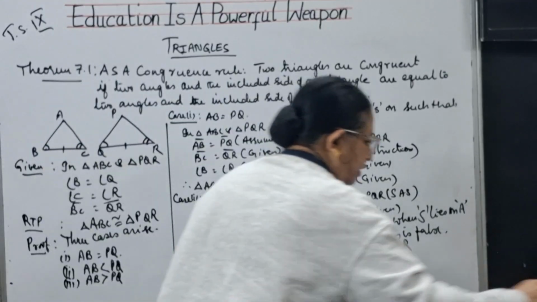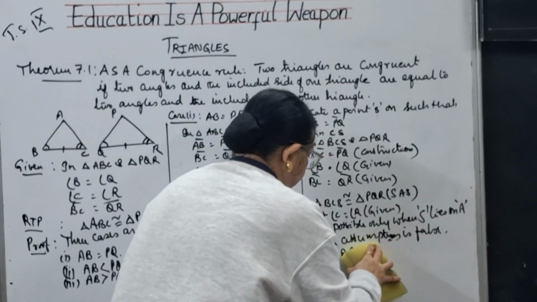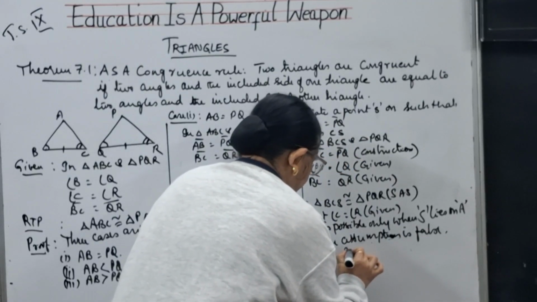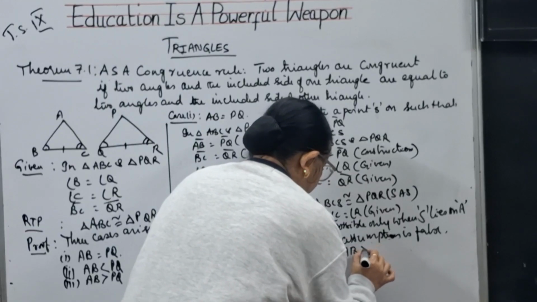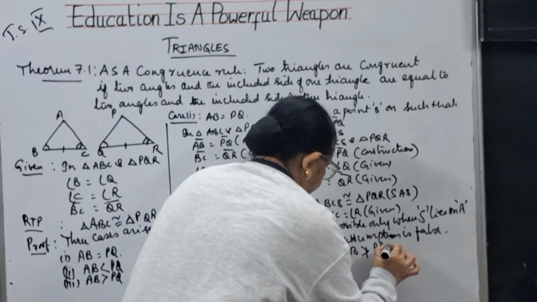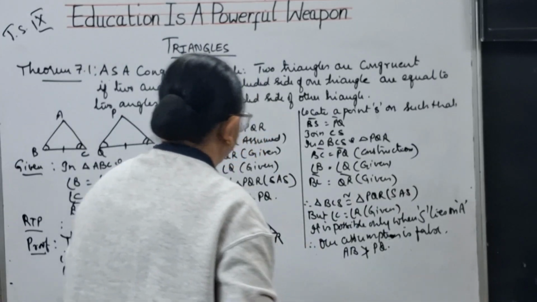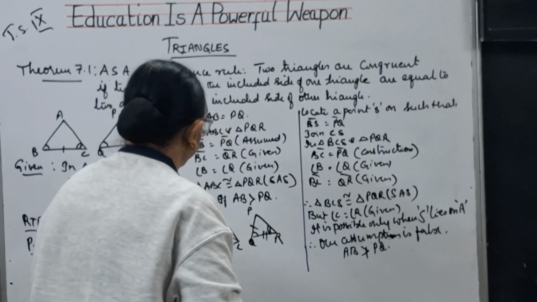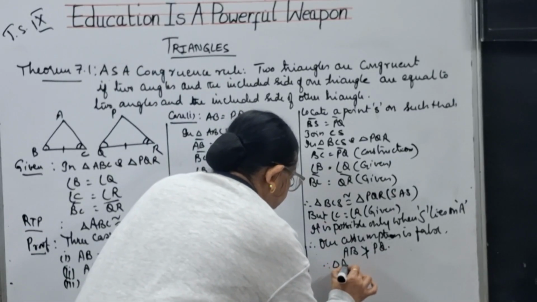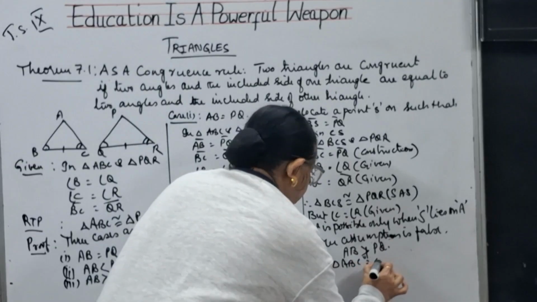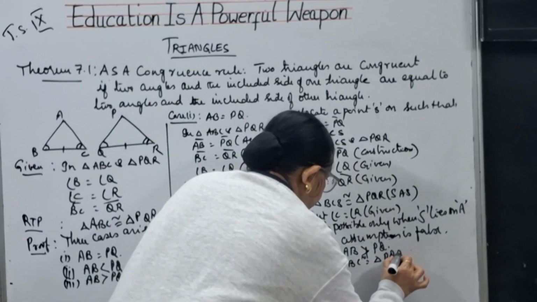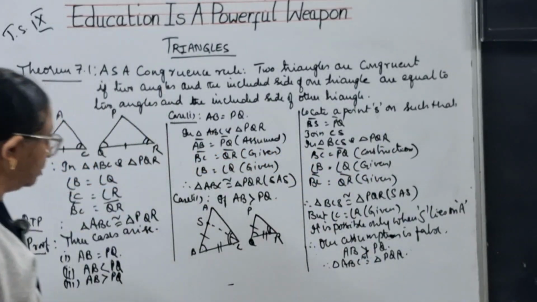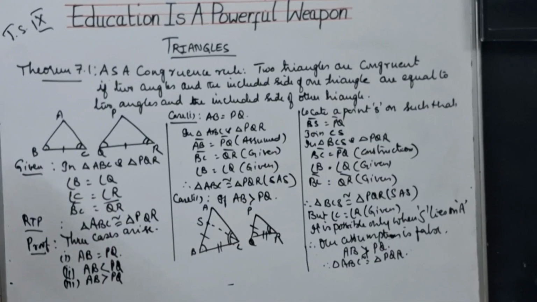Therefore, I'll just write otherwise, AB is equal to PQ. Therefore, AB is not greater than PQ. This is what we say. Therefore, triangle ABC is congruent to triangle PQR. This is second case, children, and we have one more case. I have no space. If you can copy it, I will do the next one.